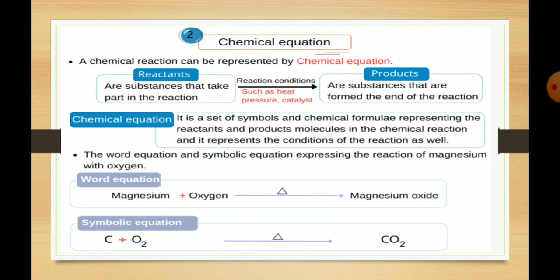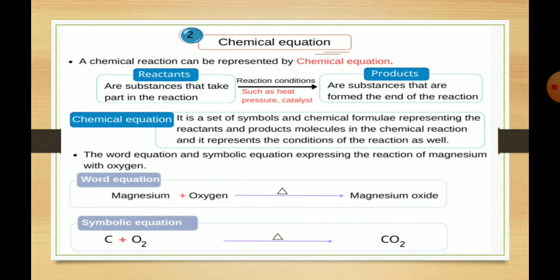So we are going to talk about the definition of chemical equation. It is a set of symbols and chemical formulas representing the reactants and the products molecules in the chemical reaction, and it represents the conditions of the reaction as well, as you see in this equation. So we have two steps to write the equation. First, the word equation, and second, the symbolic equation.